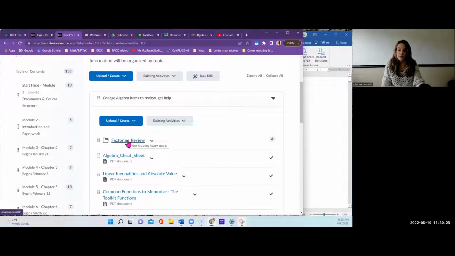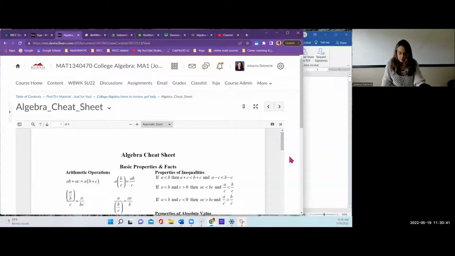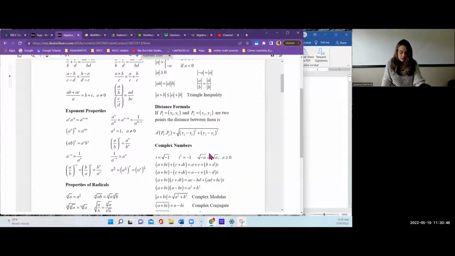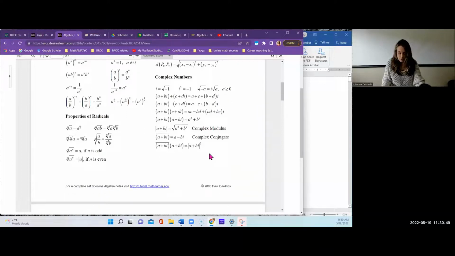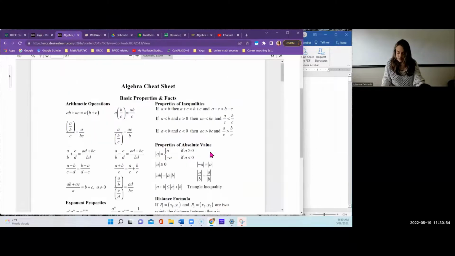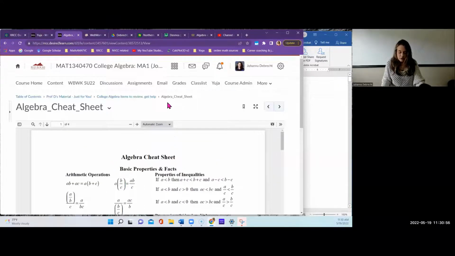There's an entire folder on factoring review if you need to review factoring at any time. There's an algebra cheat sheet, which has, well, let's just take a look. The algebra cheat sheet has all the basic properties and operations that we study in an algebra class: distance formula, complex numbers, exponent properties, and so on. It goes on and on for several pages. Once we've clicked on something, we can always get back to where we were by following the breadcrumb trail at the top. I'll click back on Professor D's material just for you.